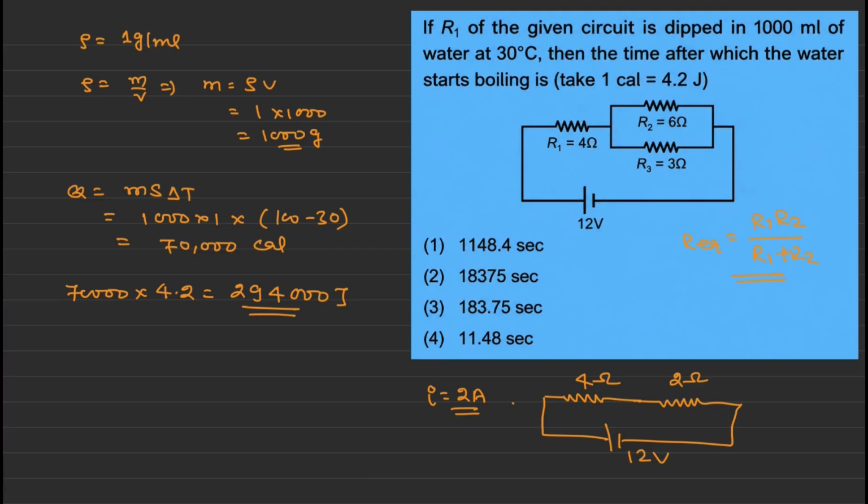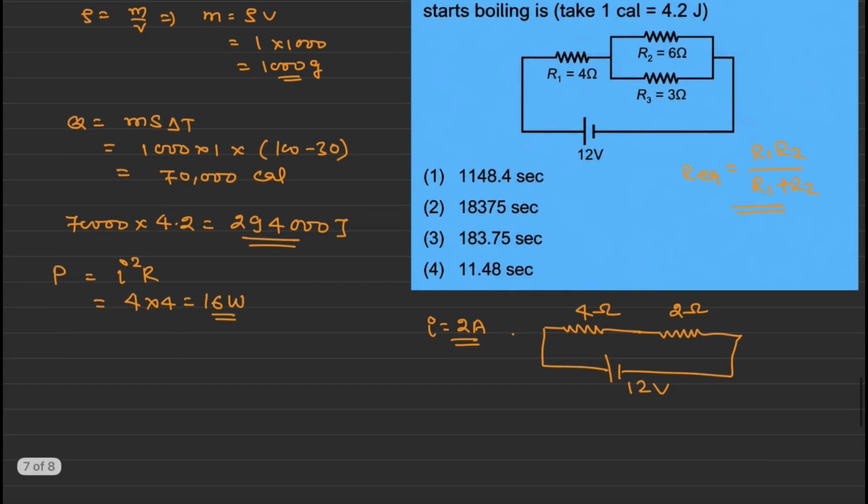Once you know about the current, you will say power developed will become equal to what? So power developed across the 4 ohm of resistance will become equal to what? I square into R. I square value will become what? 2 square will become 4. Resistance value is 4. 4 into 4 will become what here? 16 watt.